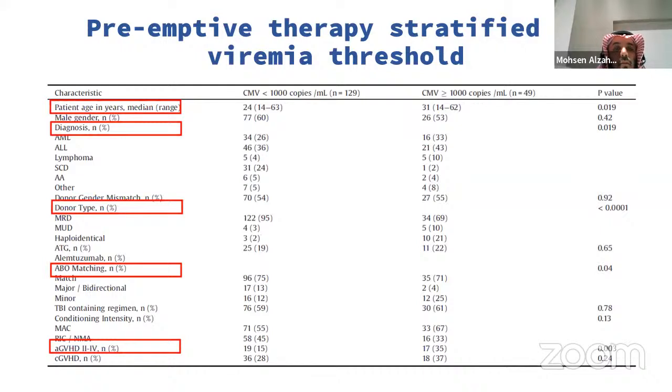In this table, older patients have a higher risk of higher viral load. Malignant indication for transplant has a higher risk for reactivation with titer above 1,000. Donor type like MUD, haploidentical donor, or the use of T-cell suppression is associated with a higher risk of reaching titer more than 1,000. ABO mismatch is also associated with high risk, and presence of GVHD, especially acute GVHD, is associated with high risk of titers reaching more than 1,000.